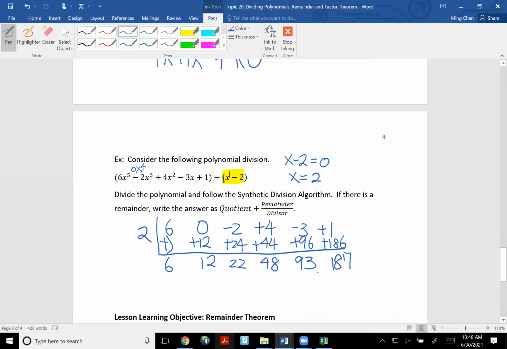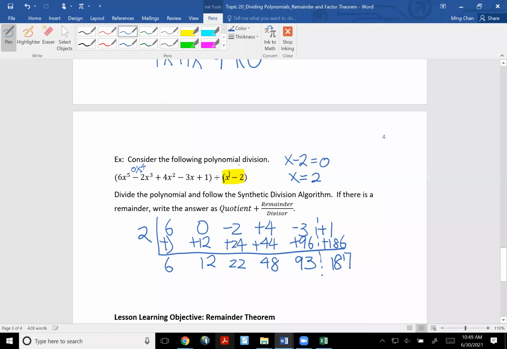1 plus 186. All right, I didn't write any signs because they're all positive, right? Because when I add them, it's all positive. If my quotient is negative, I will definitely write negative. All right, so remember now, the last number is the remainder.